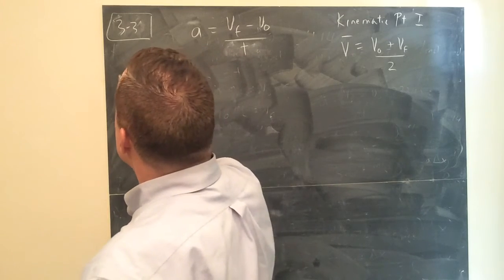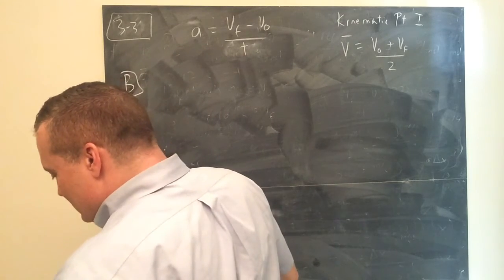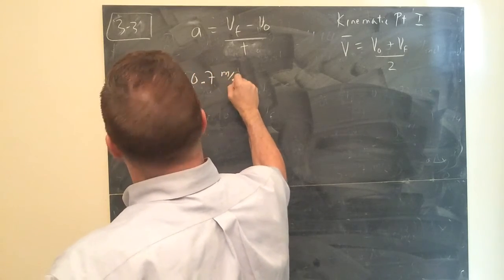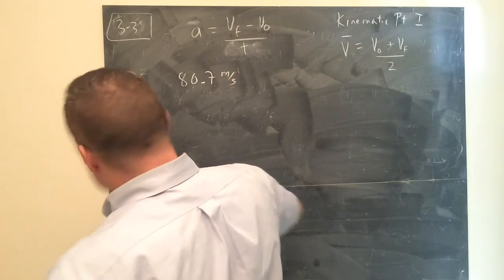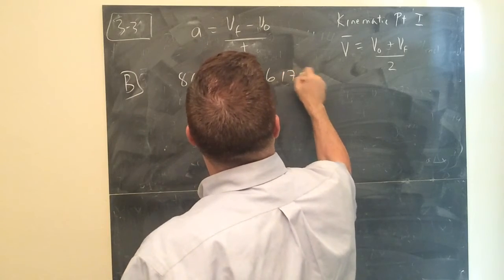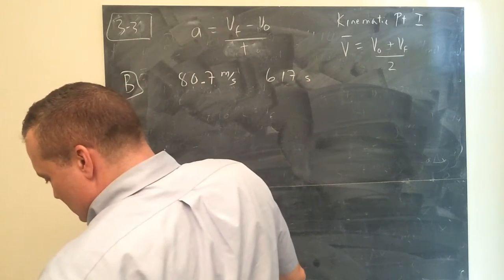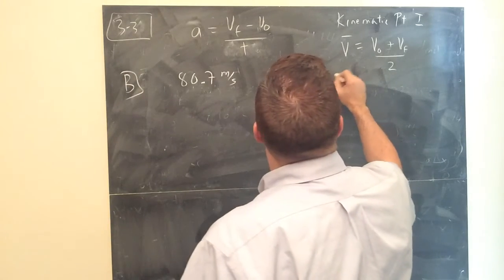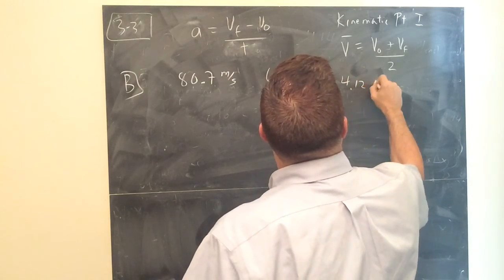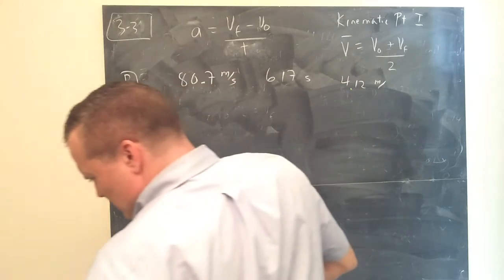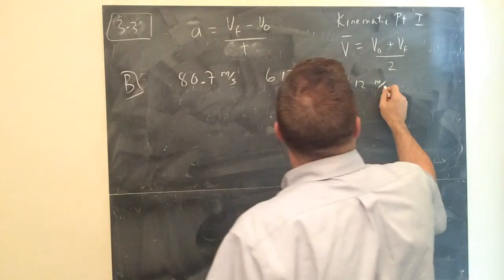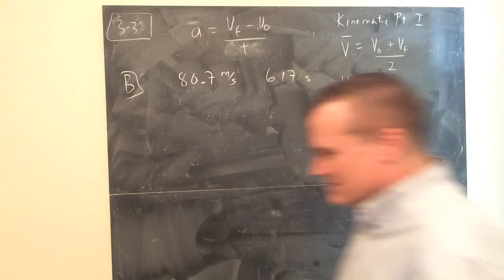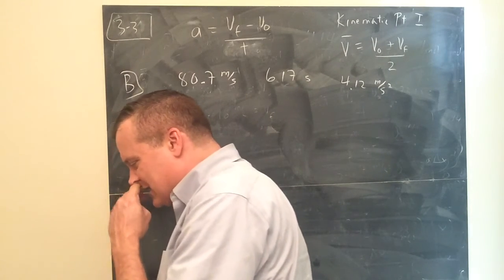Okay, so for B, look at all the numbers they gave me. 80.7. Sometimes you might want to write down every number. They also gave you 6.17 seconds. They also gave you 4.12 meters per second squared. Now, when you see meters per second squared, that's a dead giveaway of what that is. And then it says, what was the initial velocity?